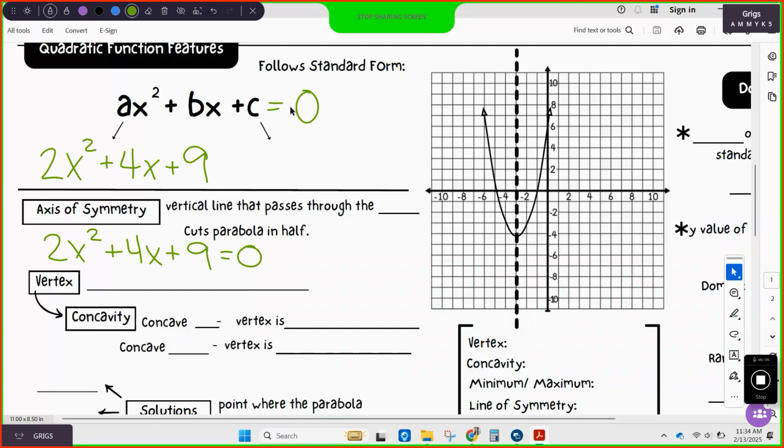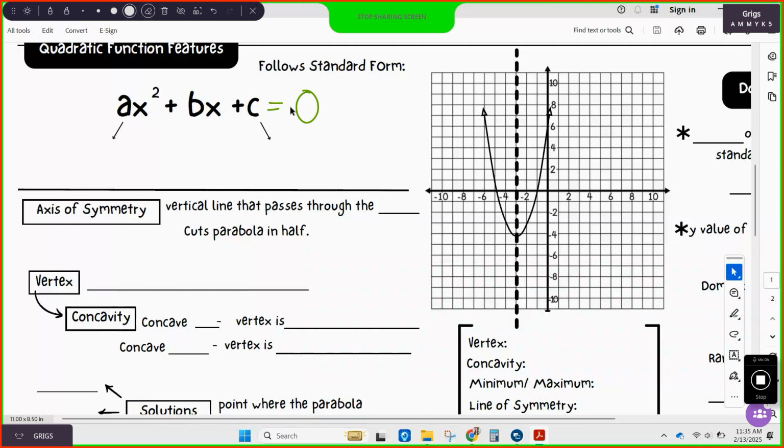Would those be the same? Yes. Okay. So quadratic functions are always being set equal to 0. We just don't ever have to show it. Anytime we see it set equal to something, we need to make sure it's set equal to 0. So just keep that fun fact in your head.